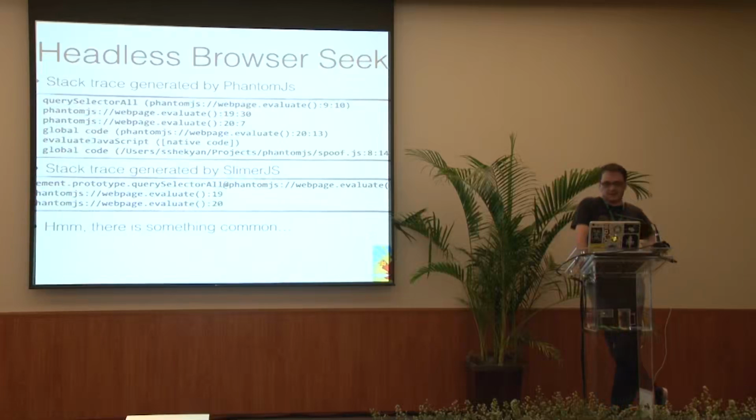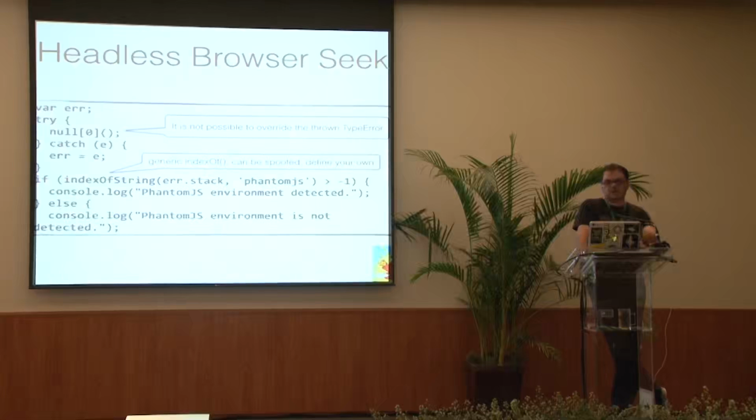So if you somewhere in your code throw an exception like this, accessing the 0th element of null is going to throw an exception. It's going to throw a type error exception. And then you just catch it and search for Phantom.js. If it's there, then it's probably Phantom.js, right?